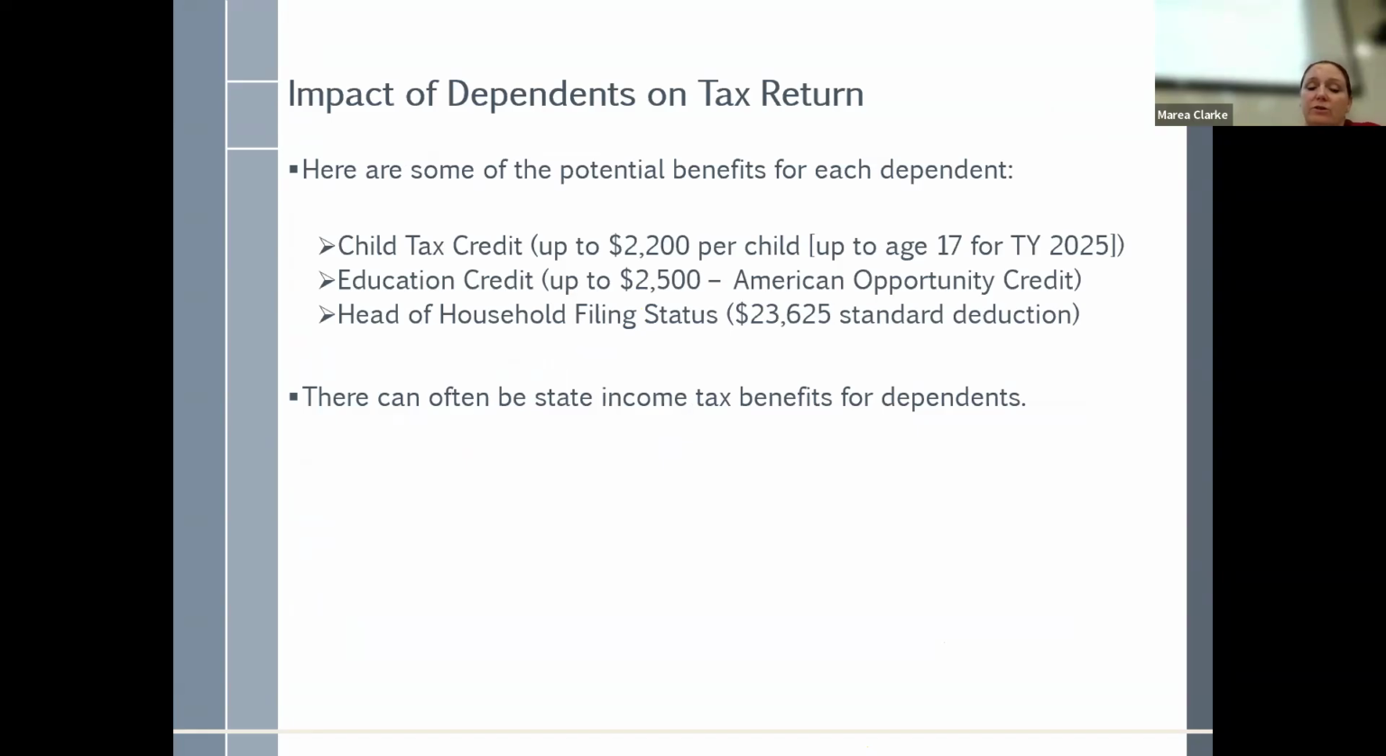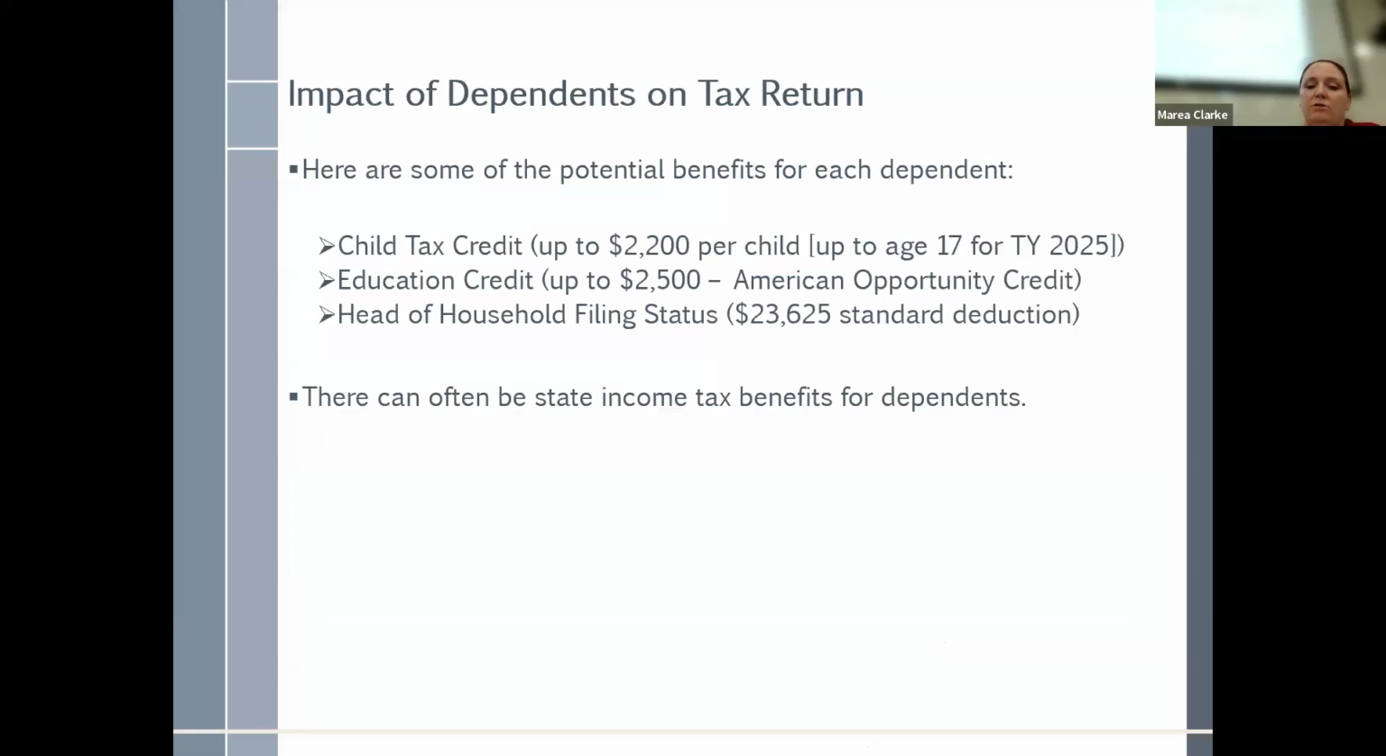A child tax credit can be up to $2,200 for children up to age 17 for 2025. There are education credits, so up to $2,500 can come back for money that's spent on qualifying education expenses. The head of household filing status has a significantly higher standard deduction. So that's a bunch of additional income that you don't have to pay tax on.